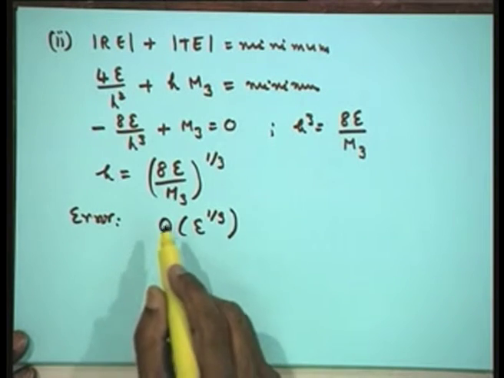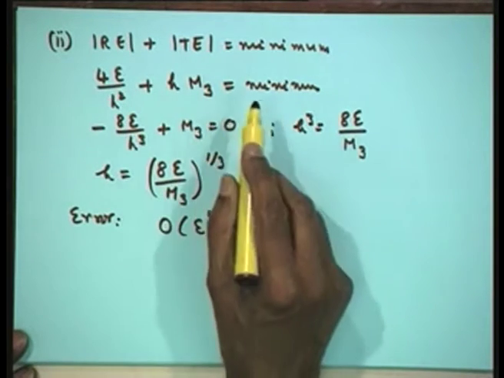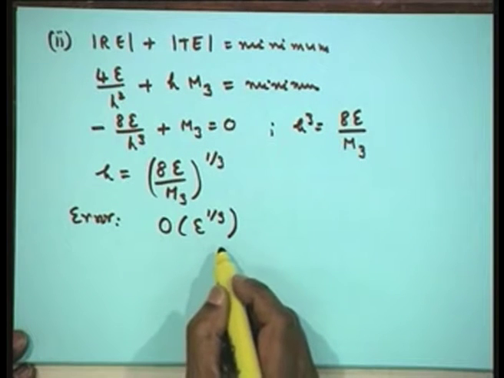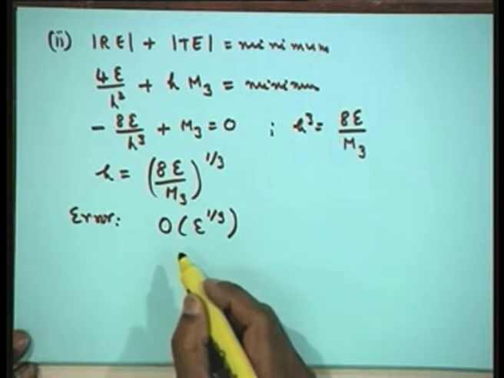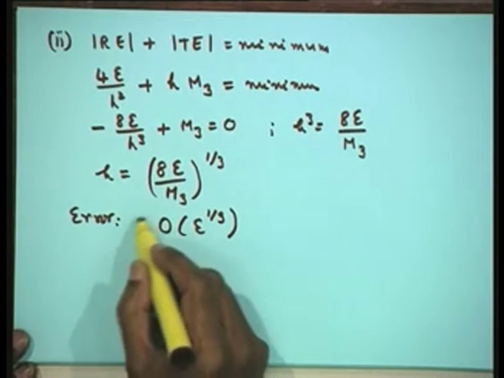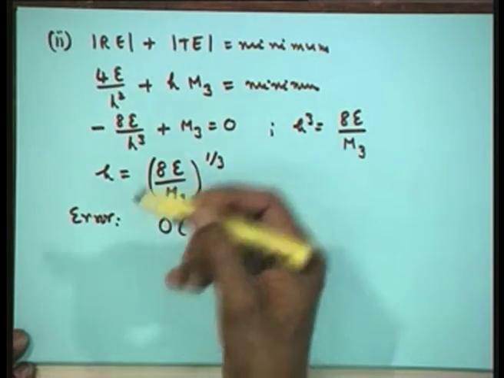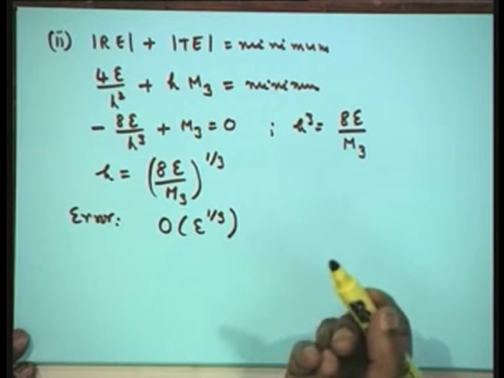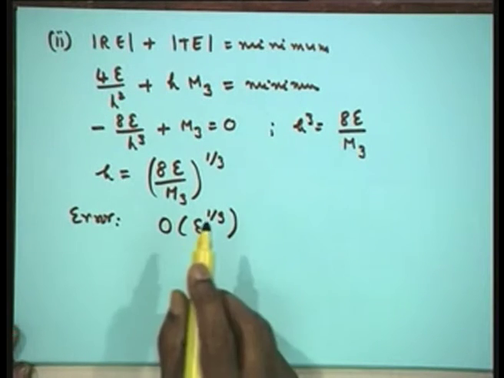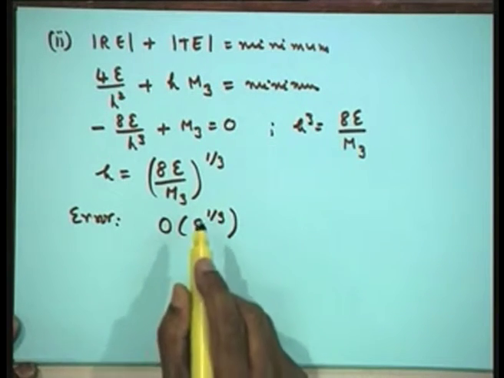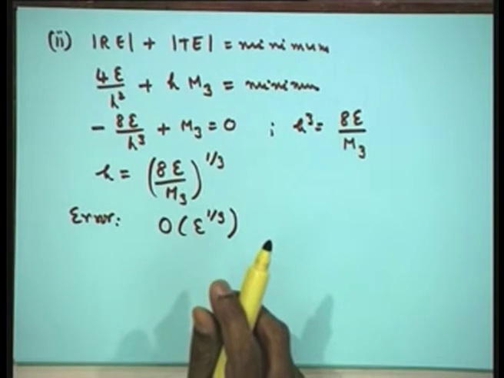Therefore, even though we make the sum of these errors a minimum, even then we are still not improving the result substantially, except that this constant that is multiplying may be smaller in one case and bigger in the other case. Therefore, this is how the loss of significant digits can occur in numerical differentiation.